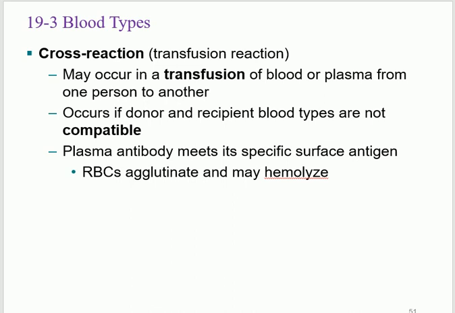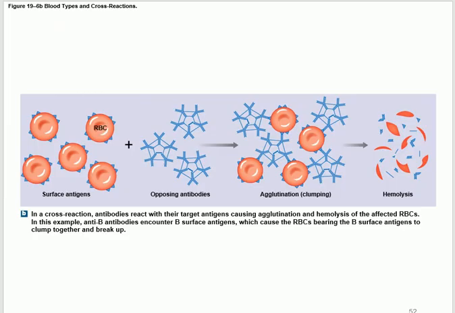Hemolysis. What's hemo? Blood. And what's lysis? Breakdown. So what's hemolysis? The blood breakdown, right? So look at this. If this is type A, what kind of antibody is this? B antibody. If I give you type B, the anti-B will fight it, right? Look, they will come together like this. We call it agglutination or clumping, and then hemolysis. It will break down. And these are the consequences of giving you a wrong blood type. Okay?